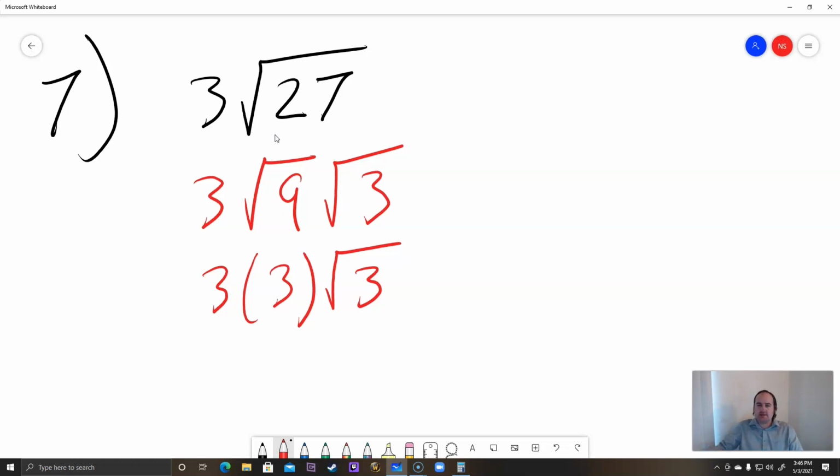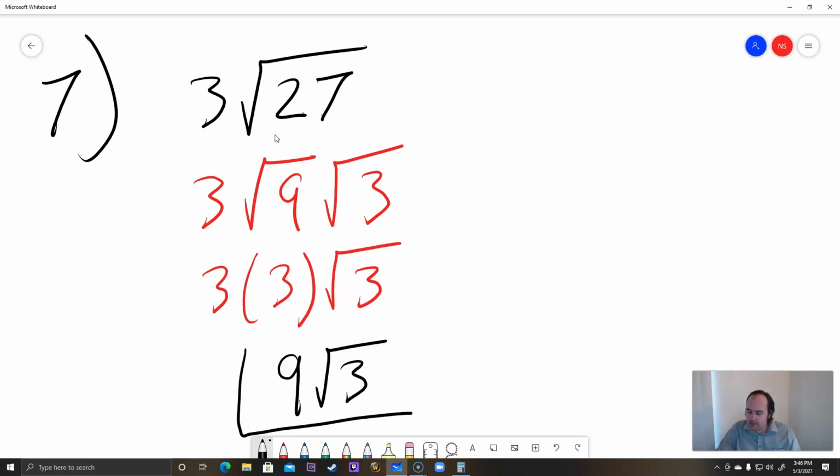And then 3 times 3 is 9. So we actually have 9 root 3 now. And that's going to be our final answer. That's actually how they would write it on my math lab. So 9 root 3 is our answer. So that one was a lot like the last problem. The only difference is we had this 3 out front, and we ended up needing to multiply that at the end. So after we simplified the square root, then we saw that we had 3 times 3, which is 9.